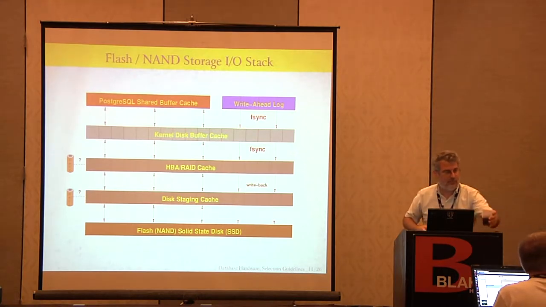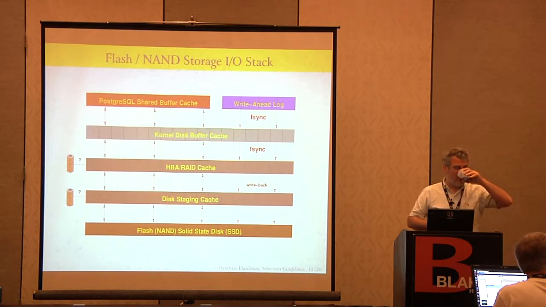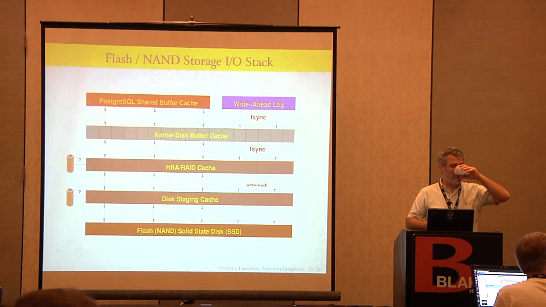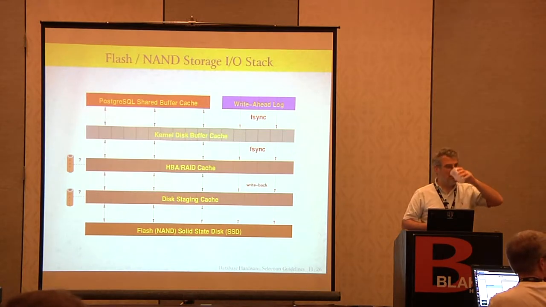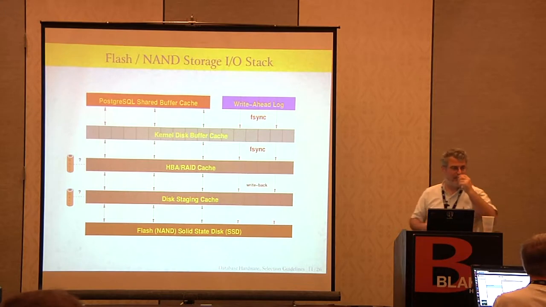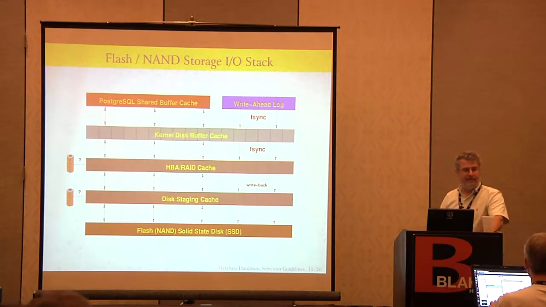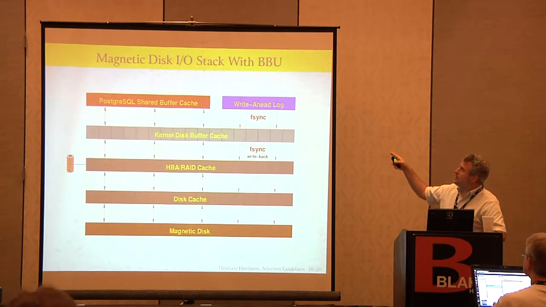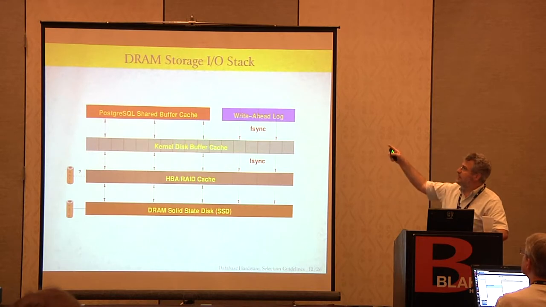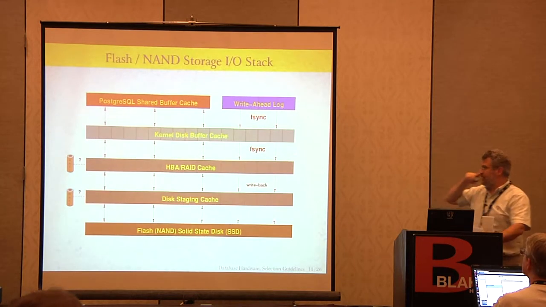Josh, you want to say something? That's going to be a little different on the NVRAM drives, because those come with RAM and a capacitor, so they're a little better than that. You don't need a separate one in the RAID. If you have one in the RAID, you want to disable it. Well, the next slide is the DRAM, so we're going to get to that.